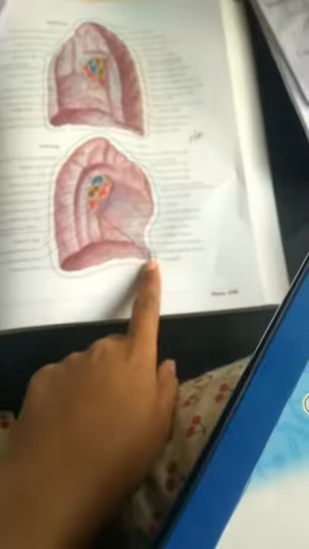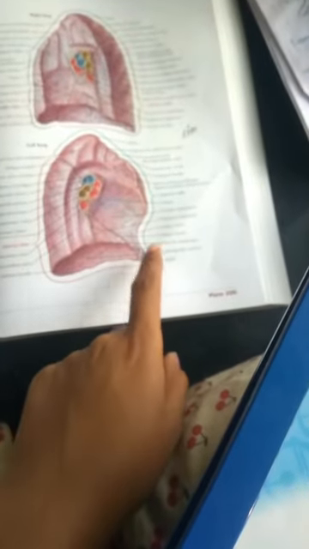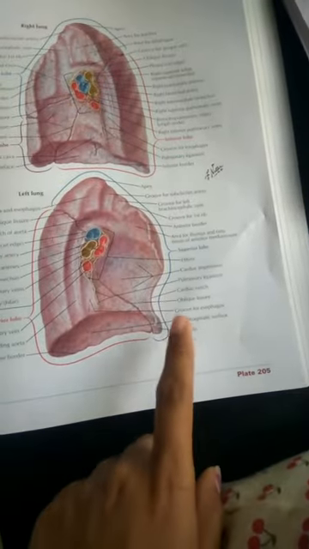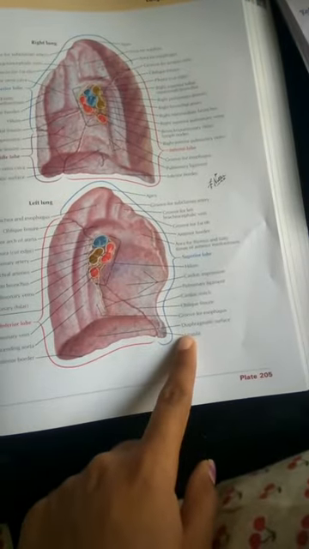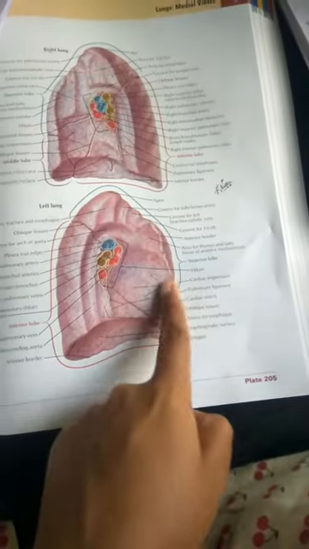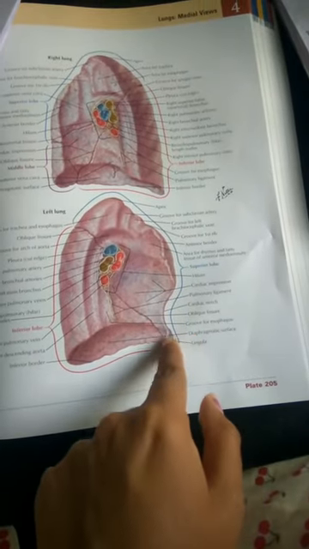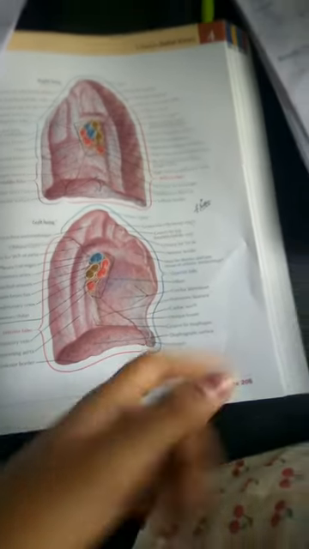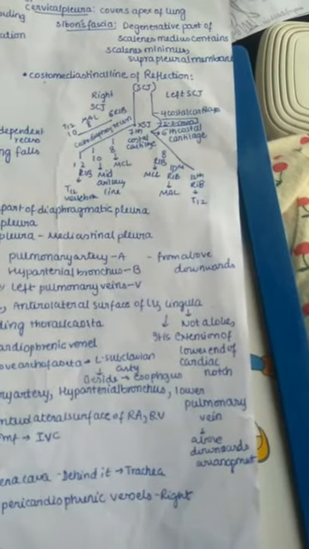Remember, this is the lingula. The lingula is only present in the left lung but not in the right lung. The right lung doesn't have a lingula; it is only present in the left lung because of this cardiac notch. Here a small structure is formed, and this is known as the lingula. So the lingula is not a lobe, right? It is an extension of the lower end of the cardiac notch.